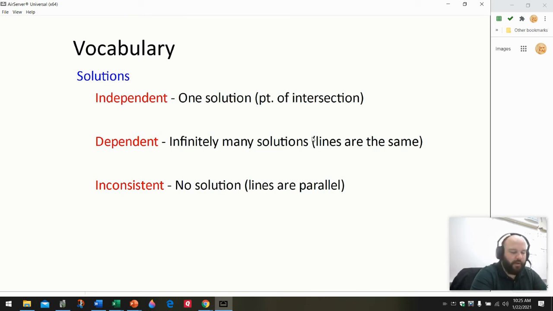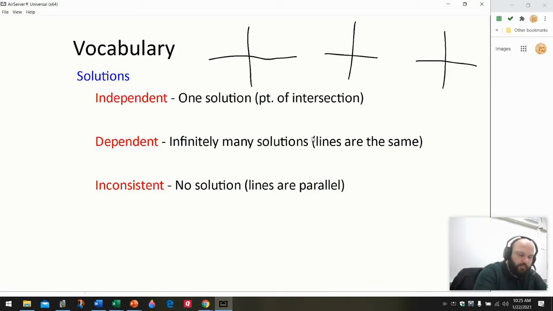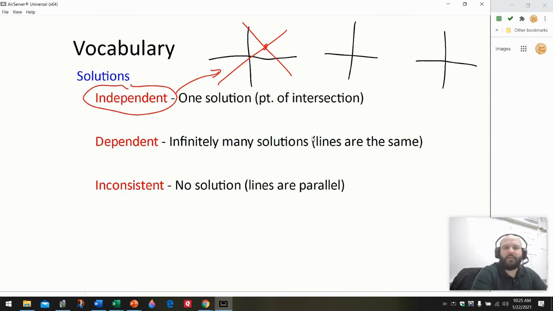Here's a little bit of vocabulary for you. Remember, whenever we solve systems of linear equations, there's actually three different outcomes that can happen. If I were to draw a quick example, we could have a system where the two lines simply intersect at a point like this, and that system would have one solution. And as we say, that system is called independent. So an independent system is a system that has one solution.